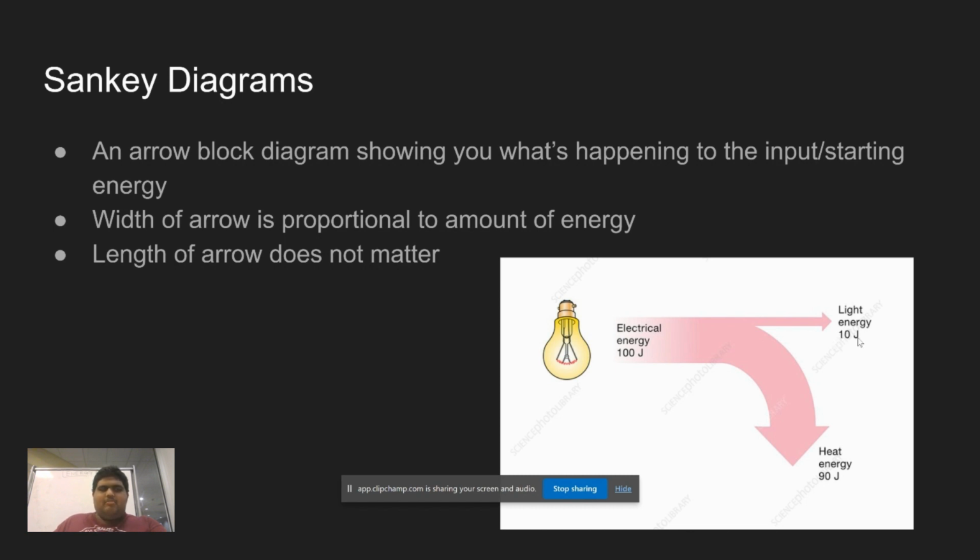Now, an important thing to remember about Sankey diagrams is that the width of the main arrow is proportional to the amount of energy, whereas the length does not matter. The width is proportional to the amount of energy. More energy, bigger width. Less energy, smaller width.